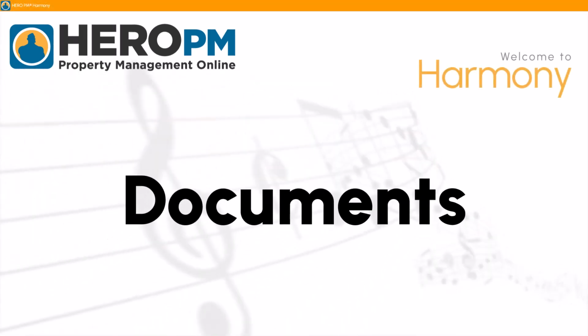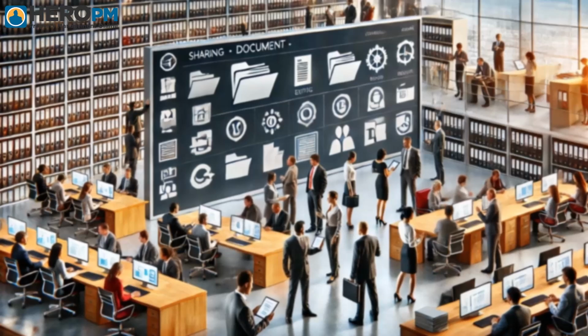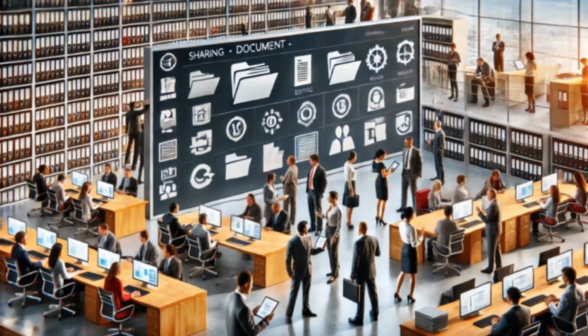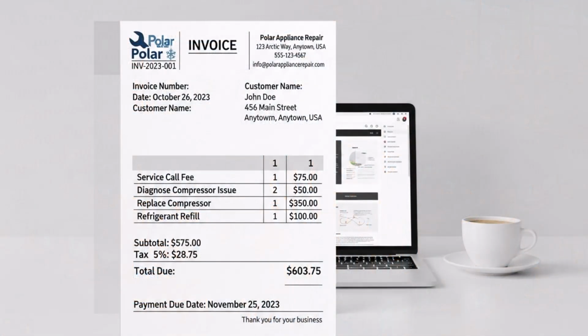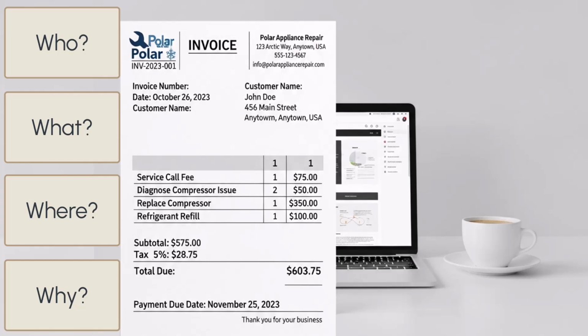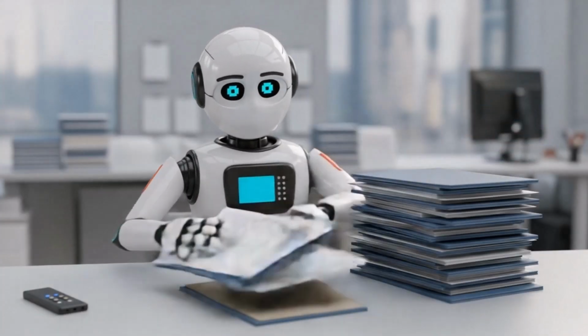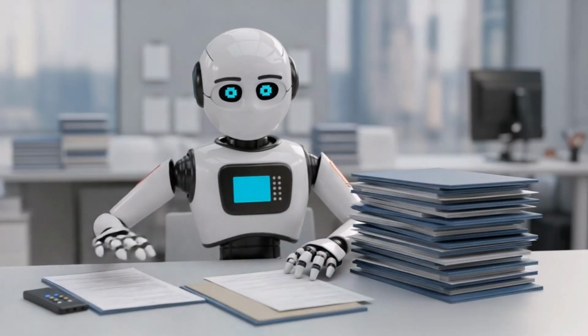How does Harmony handle document management? Let's see some highlights. Harmony's enterprise-grade document management makes document management and retrieval simple. At its core, Harmony identifies four components of each document: who it's for, what it's for, where it's from, and what it's about. It then intelligently organizes all files and documents so you never have a problem finding what you need.